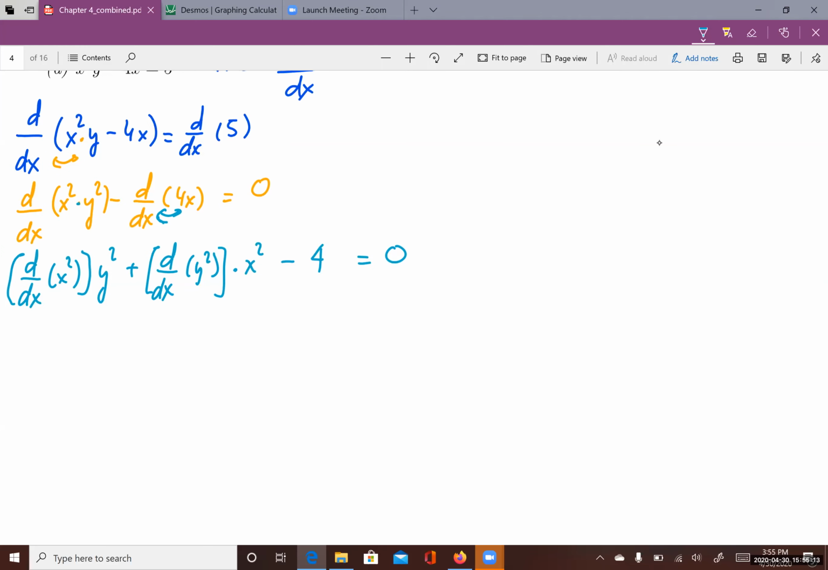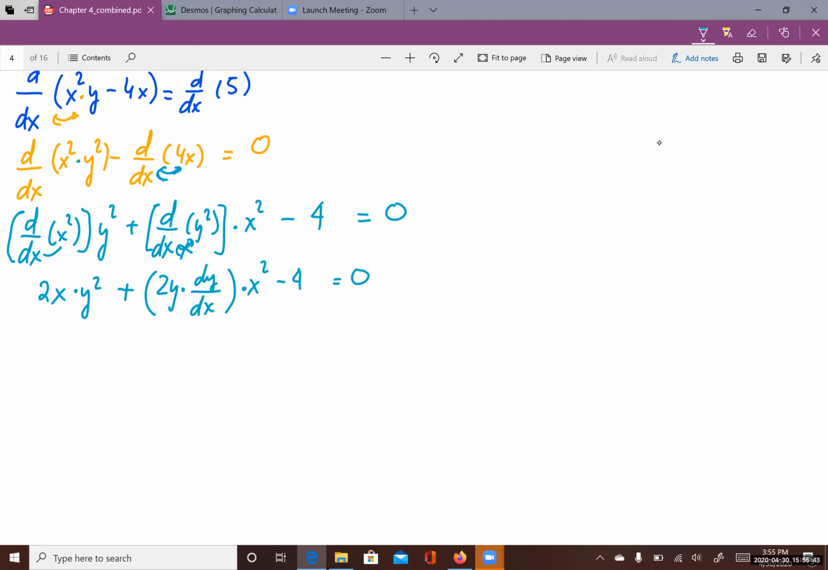So again, x and x are the same, so we just use the power rule. It's going to be 2x times y squared, plus, since x and y are not the same, we have to use implicit differentiation, which is going to be 2y times dy over dx, times x squared, minus 4 equals 0.